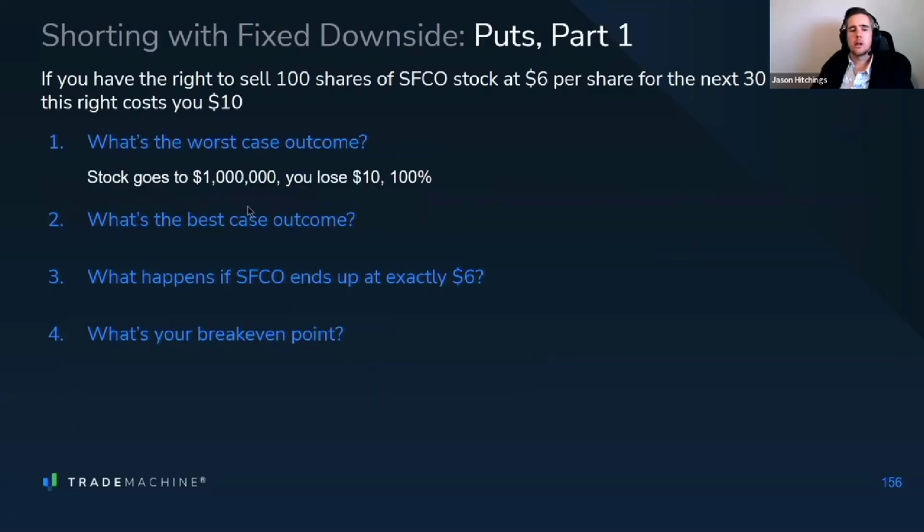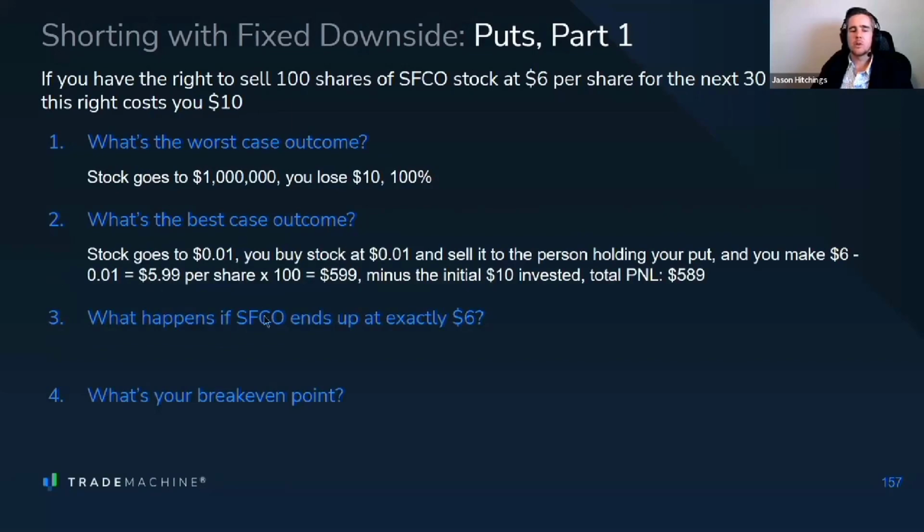So if the stock goes up to $1 million, you lose your initial investment, because you're not going to sell someone stock at $6 if it costs $1 million. What's the best case outcome?